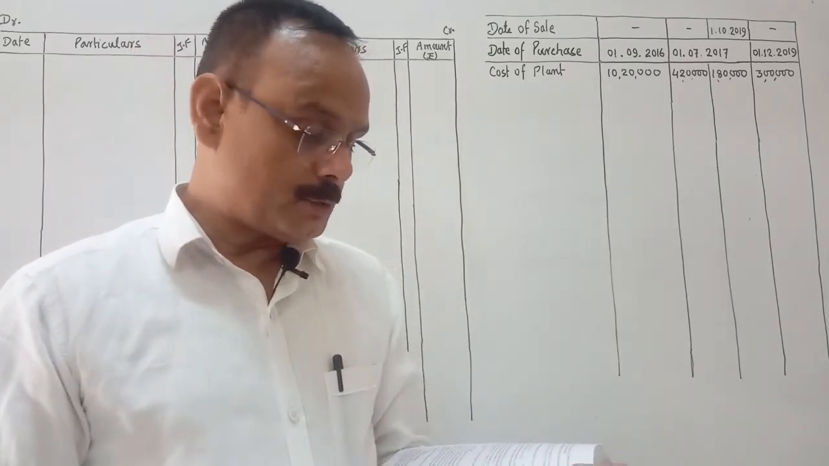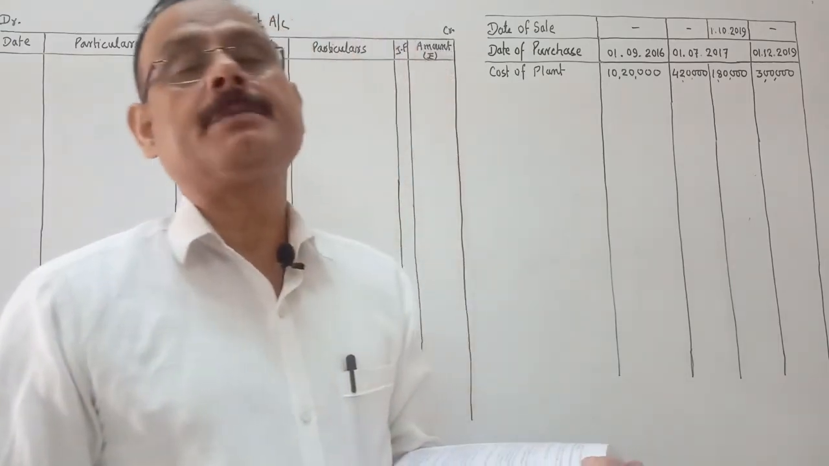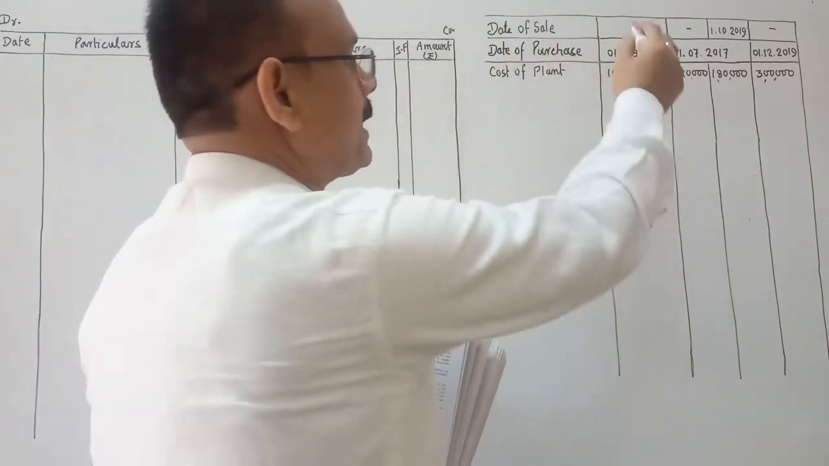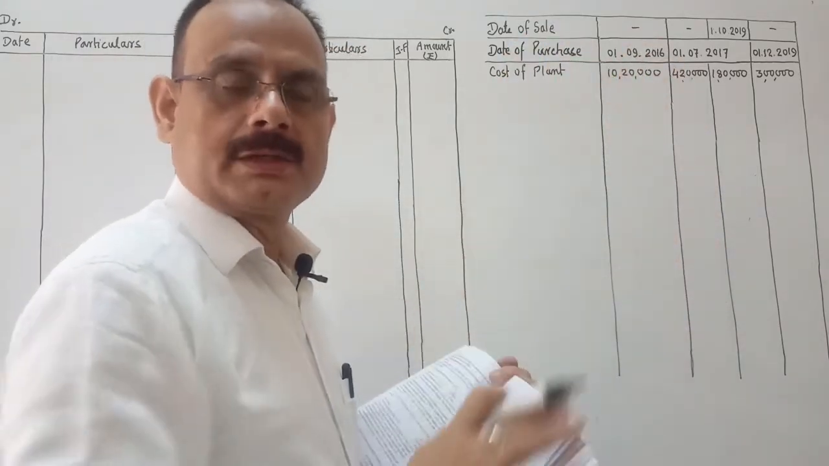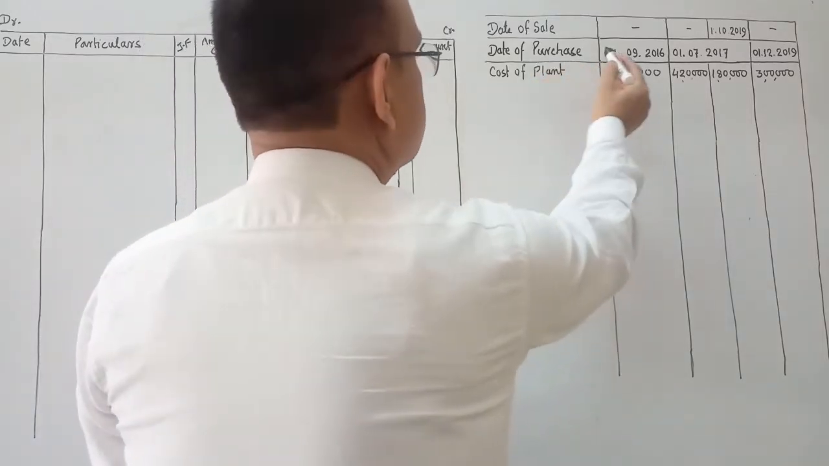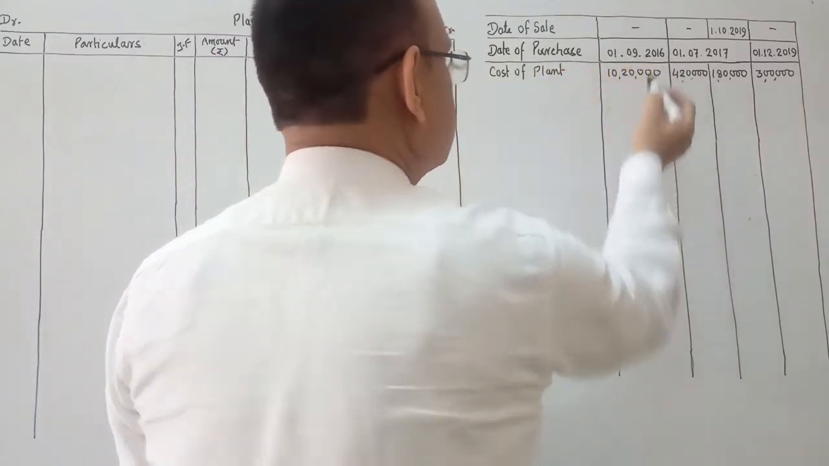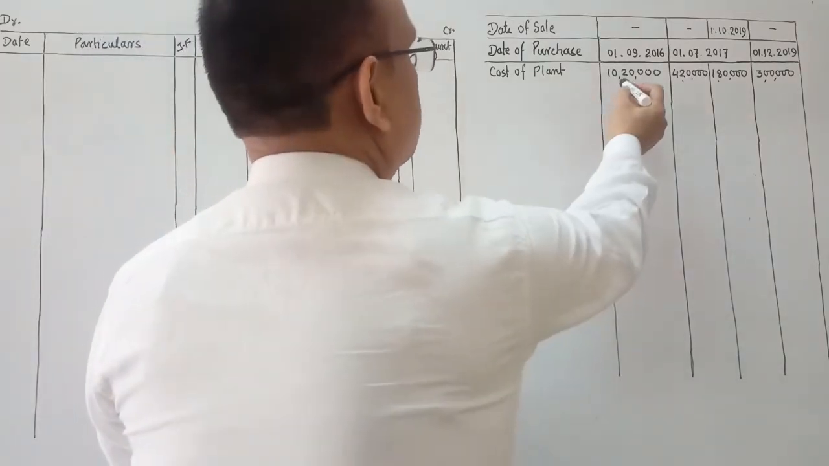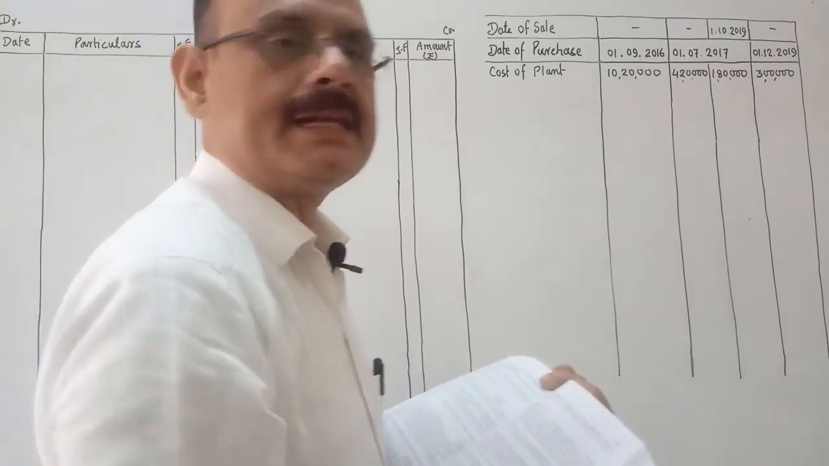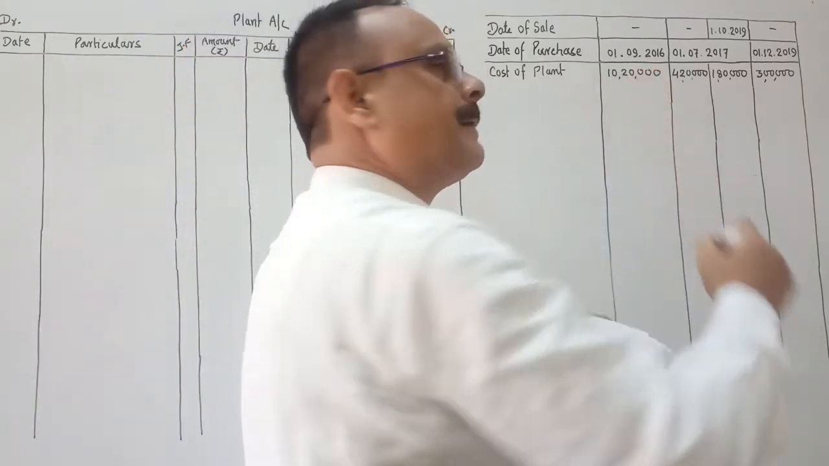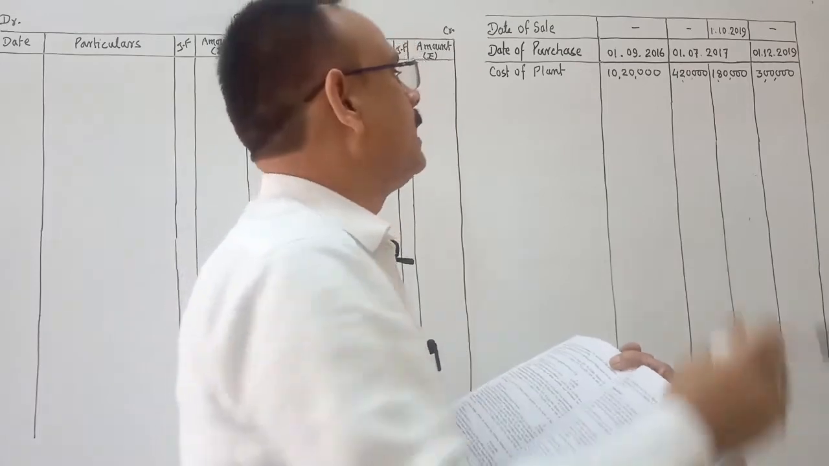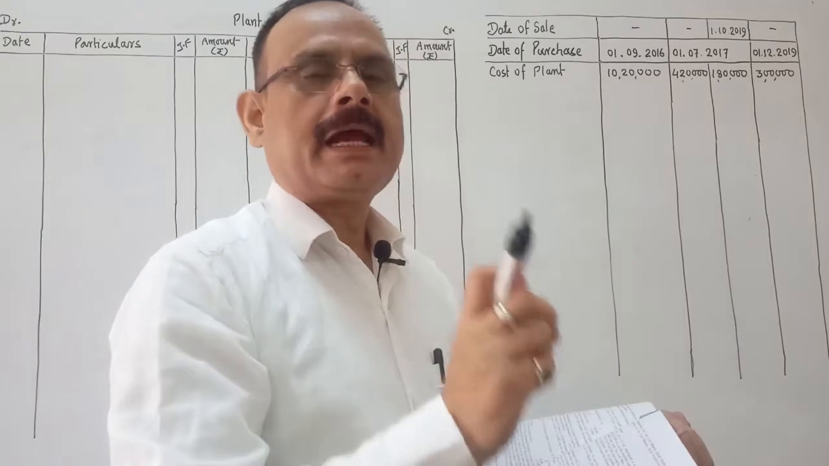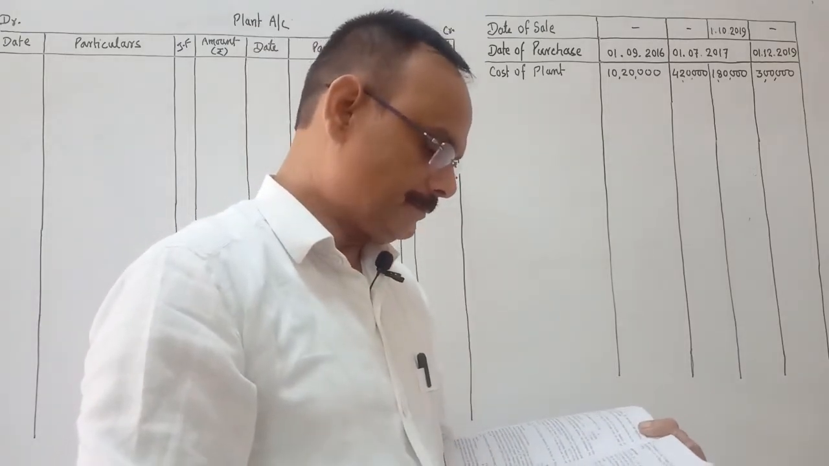So on 1st September 2016, Gopal Limited purchased a plant for rupees 10,20,000. This is the format I have already drawn. This is a working note. So date of purchase is 1st September 2016, and the value of the plant is 10,20,000.